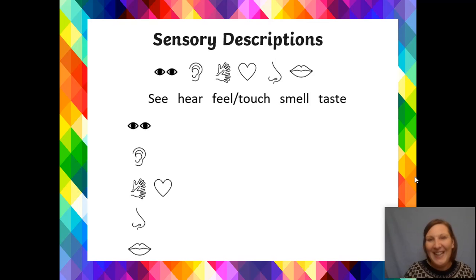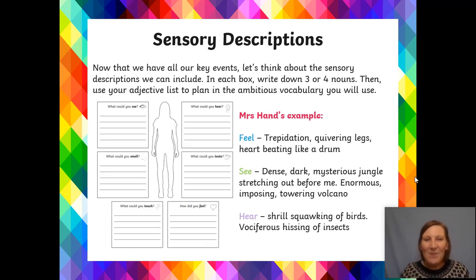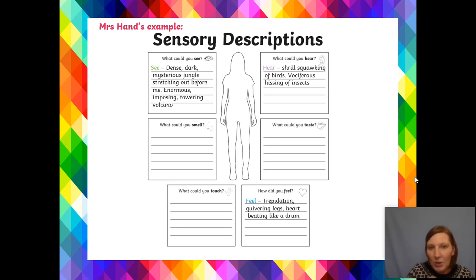Okay, welcome back. Right then, now, here we have put together the key events. So we're thinking about the sensory descriptions that we can include. So I've had a little go and I'm going to show you how I've put it into mine. So remember, we are Lila. So what could you see? Well, I could see dense, dark, mysterious jungle stretching out before me, and an enormous, imposing, towering volcano.